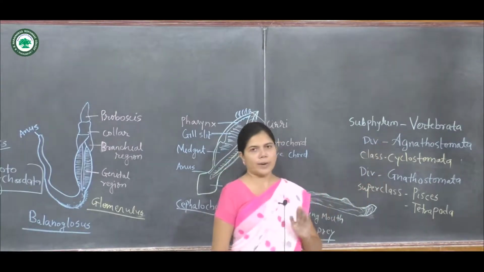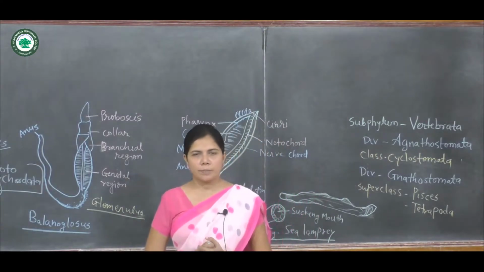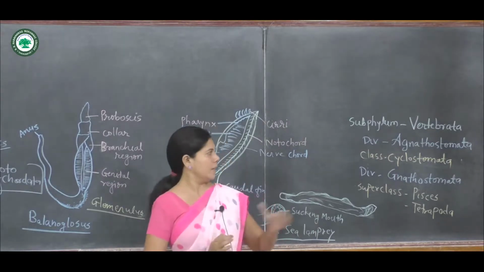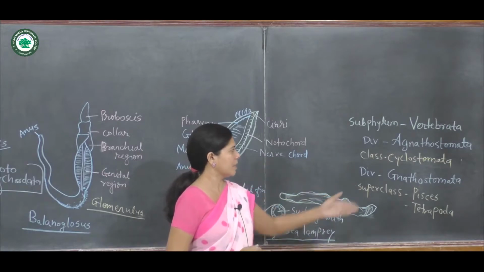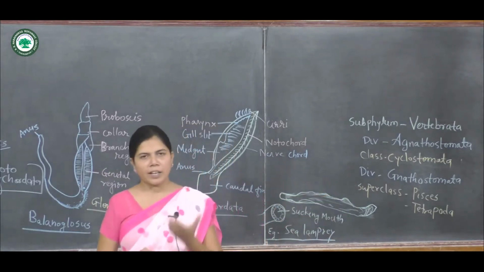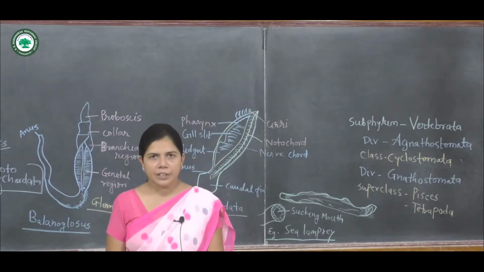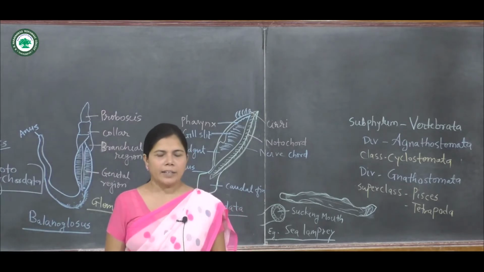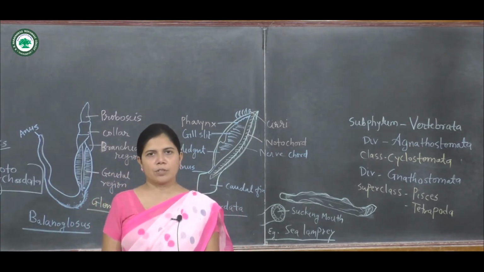In the Agnathostomata, the animals lack jaws, means jaws are absent, and jaws are present in the Gnathostomata. Again, both divisions are divided into superclasses, and these we will discuss in the next videos. Thank you.